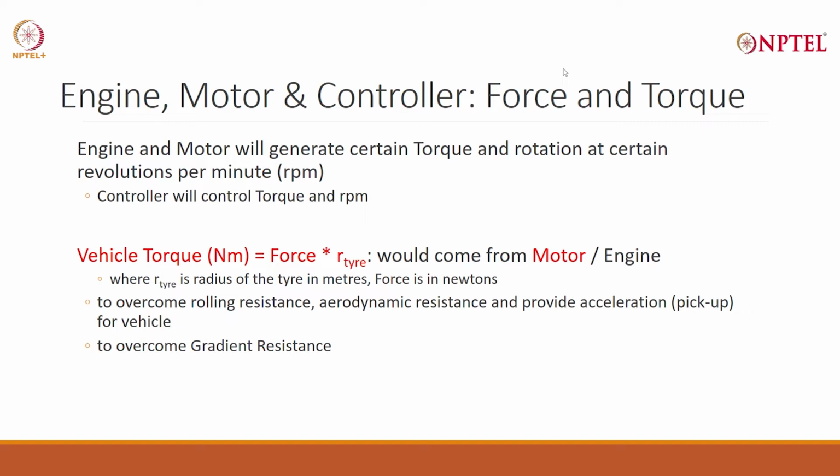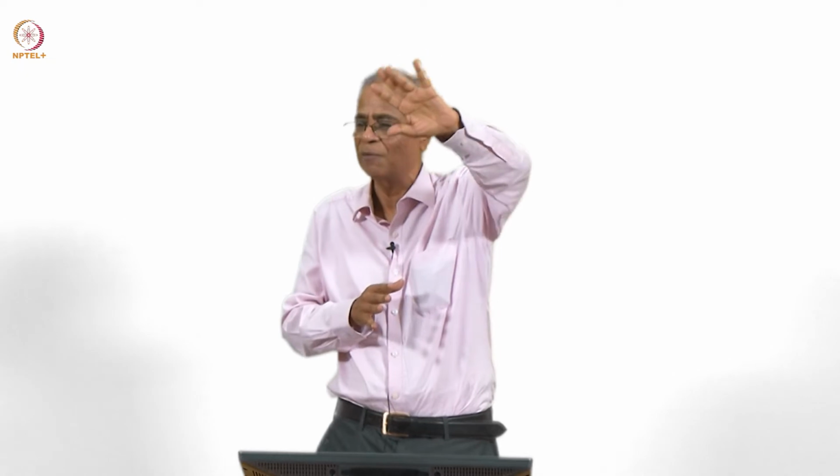Controller will control torque and RPM, not only power. Controller will therefore say, okay, my power is so much, I want so much torque, so resulting RPM, or I want so much RPM, so my torque will be given. I can of course increase, decrease power. So, in some sense I have independent control of torque and RPM.